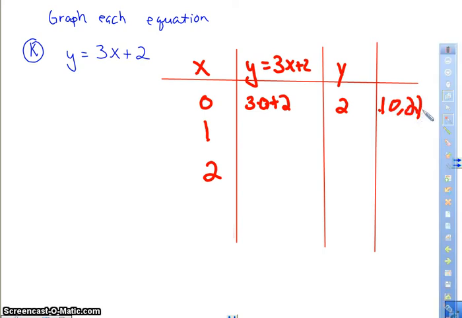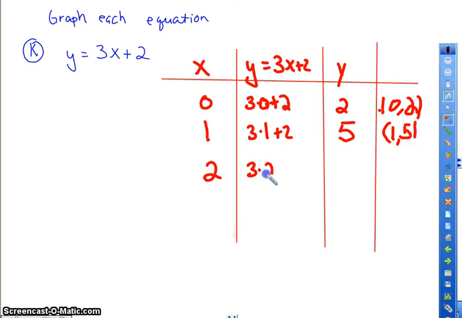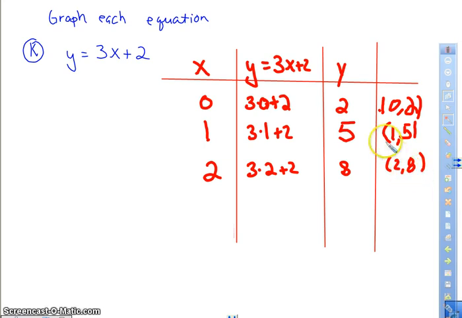Okay, then I'm going to use my 1. So I have 3 times 1 plus 2. 3 times 1 is 3, plus 2 is 5. So my ordered pair is 1, 5. Okay, and then for 2, I have 3 times 2 plus 2. 3 times 2 is 6, plus 2 is 8. And you have 2, 8. So then what you would do is on your graph, you would plot 0, 2, 1, 5, 2, 8, and you've got to make sure that they form linear equations, meaning they form a straight line.